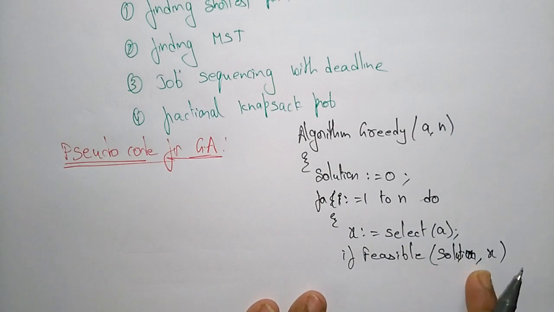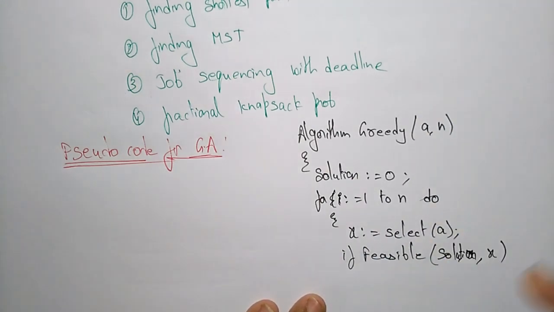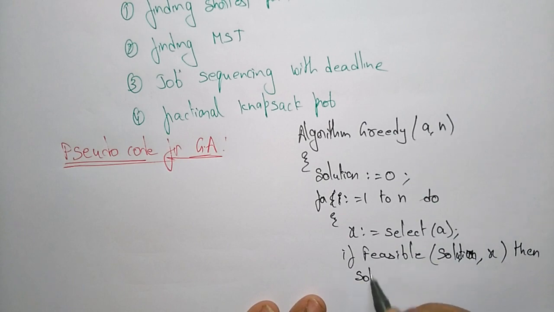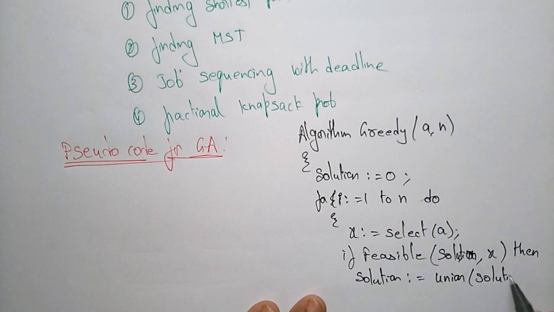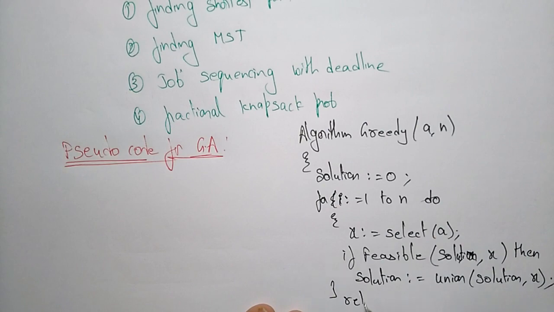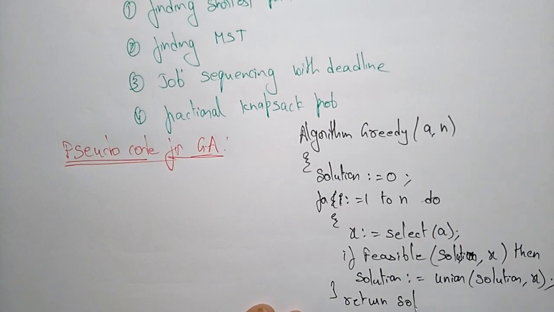The solution starts as 0, and x is the first selected element in the array. If feasible(solution, x), then you have to combine them: solution is equal to the union of solution and x. Finally, you have to return the solution. Return solution.